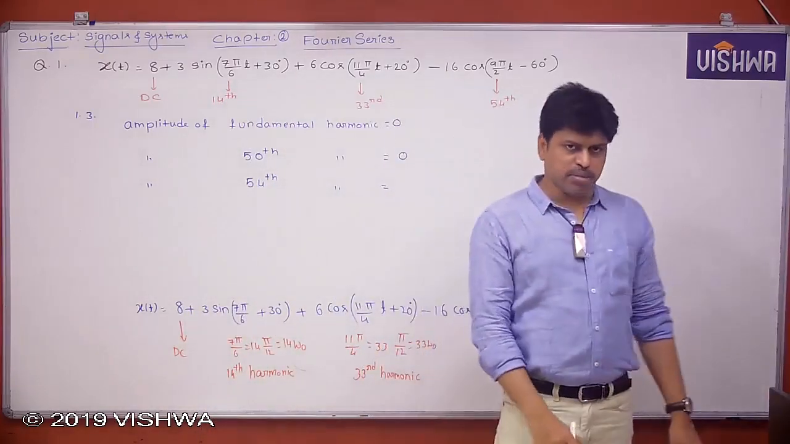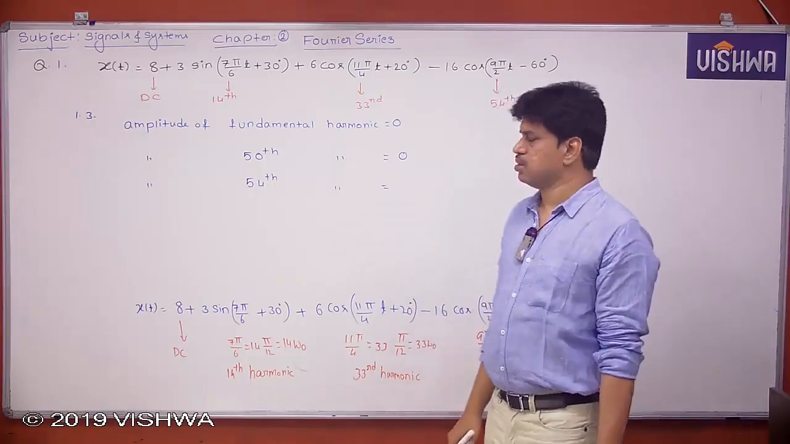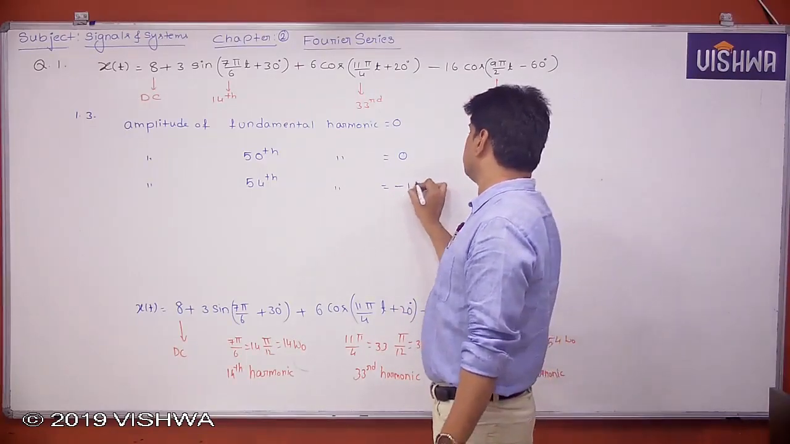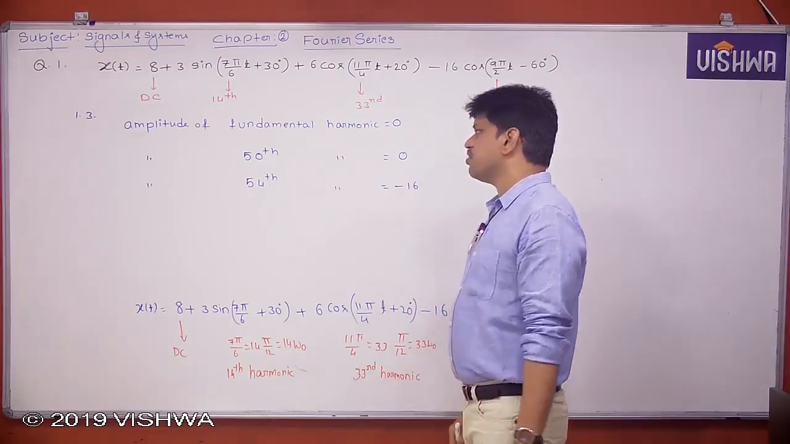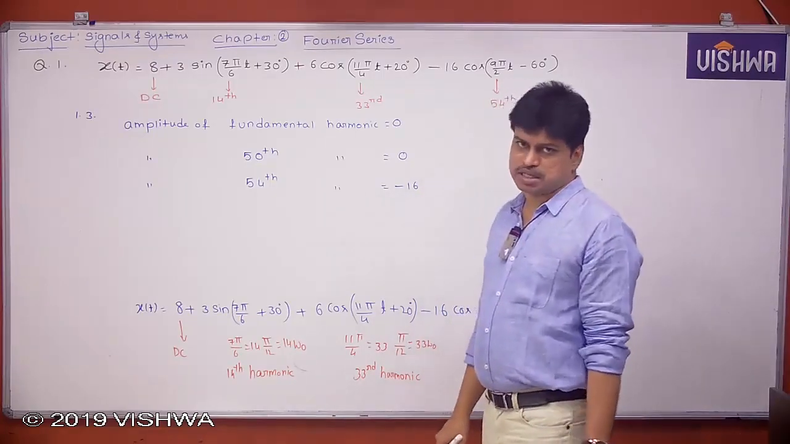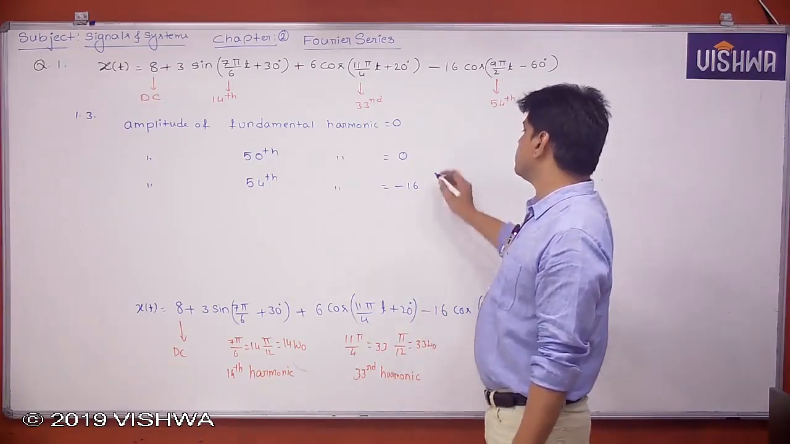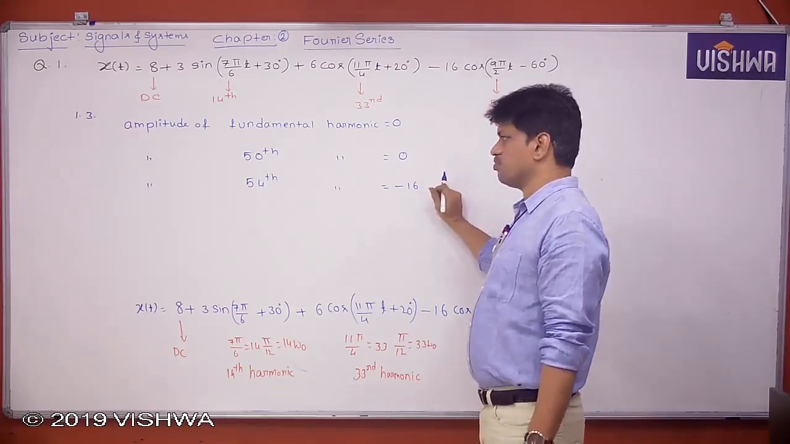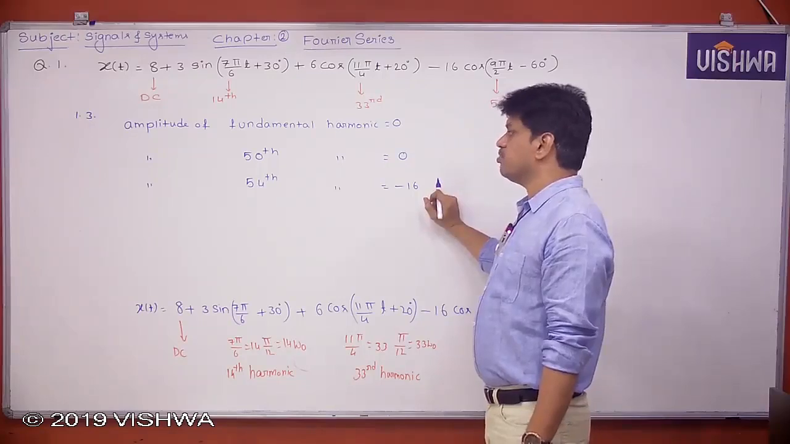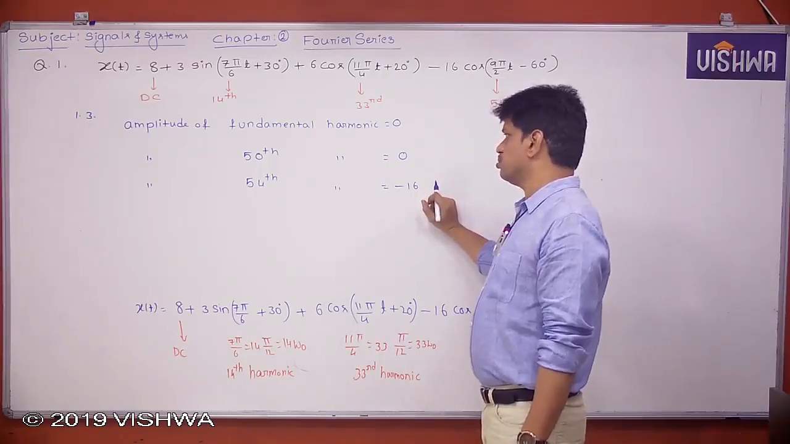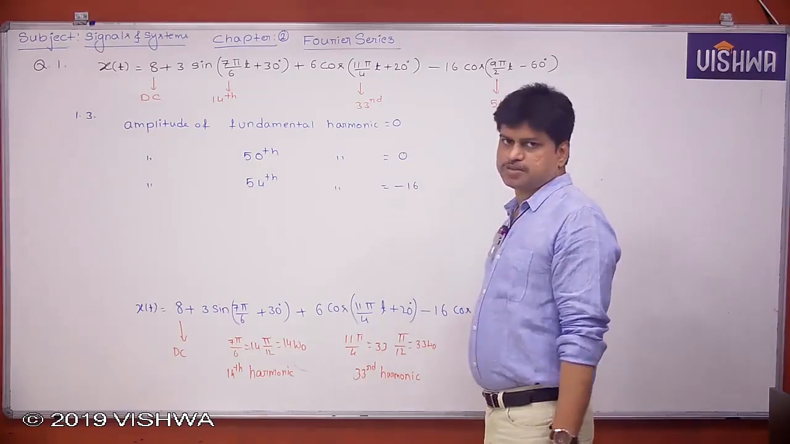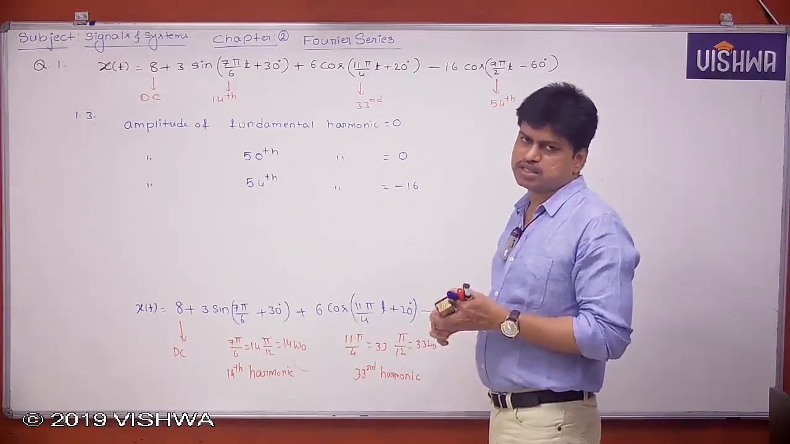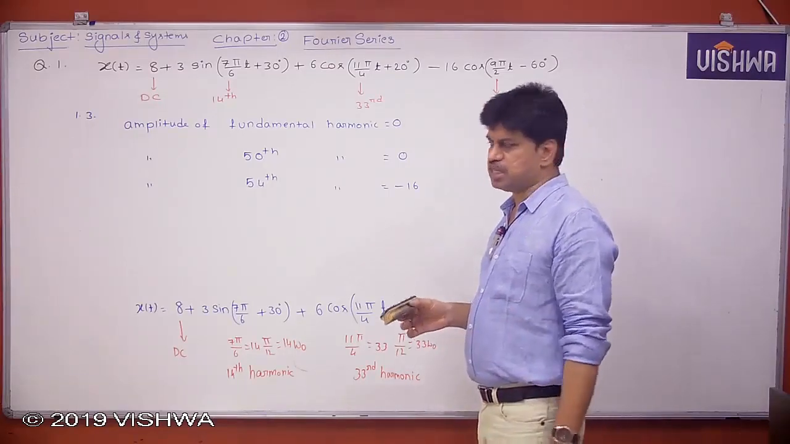Is it minus 16 or plus 16? Many people write plus 16, but the answer is minus 16. There is a difference between amplitude and magnitude. Please remember it. Amplitude can be positive or negative, so we consider negative values also for amplitude. But if they say magnitude, then we have to write plus, because magnitude will never be negative. It is always positive. Clear? Take it.